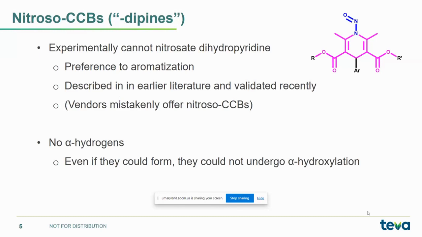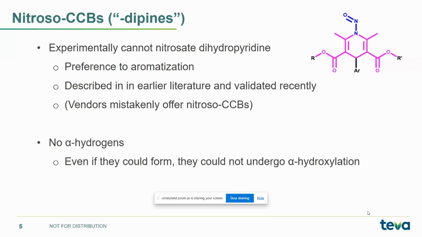Even though there are vendors that claim to be selling nitroso calcium channel blockers and nitroso amlodipine, for instance, we challenged the vendors themselves, and we investigated their NMRs of the substance, and it was indeed not a nitrosamine. It was the aromatic species. So this is more of a quality type of approach.